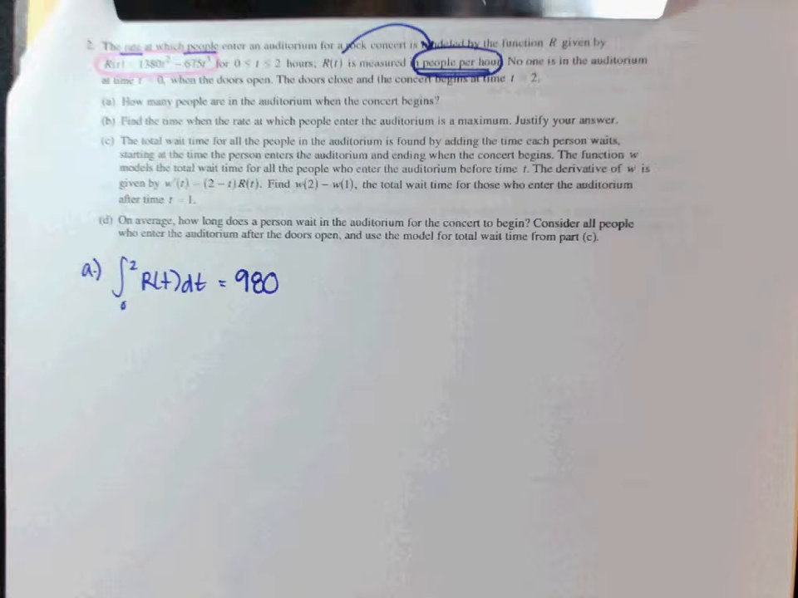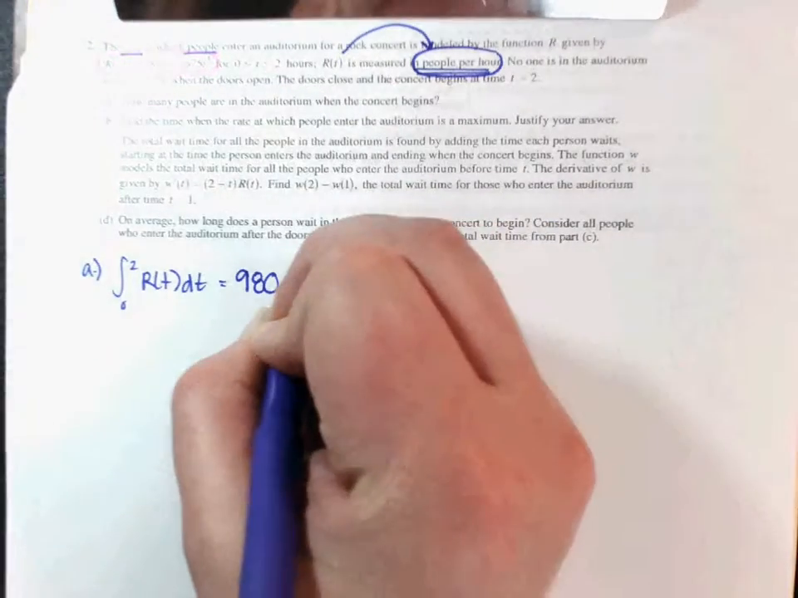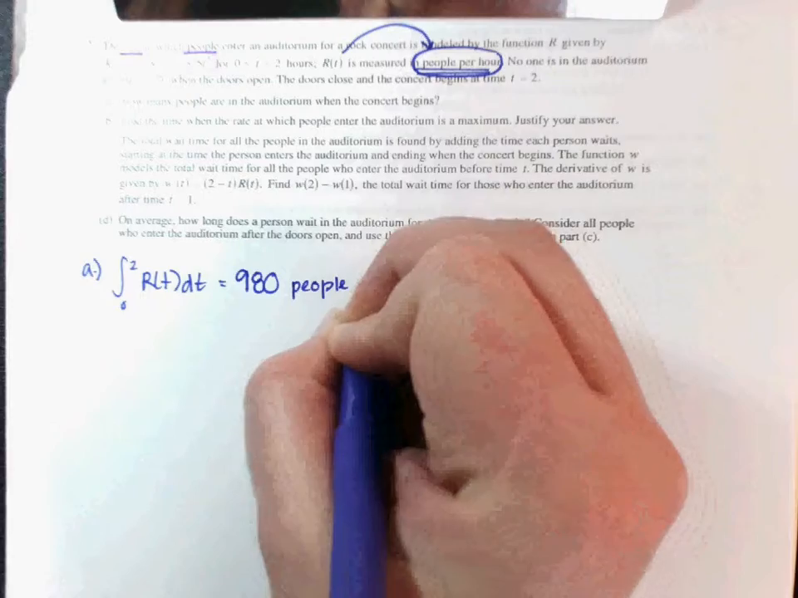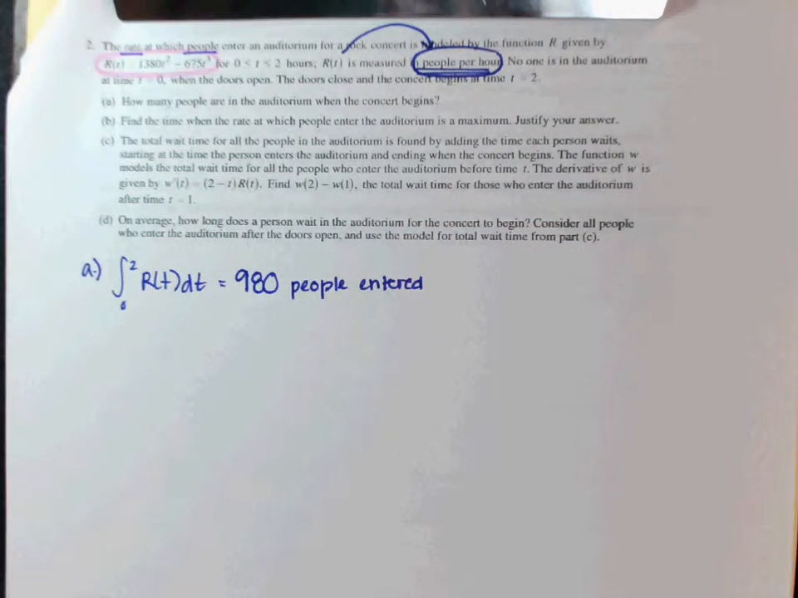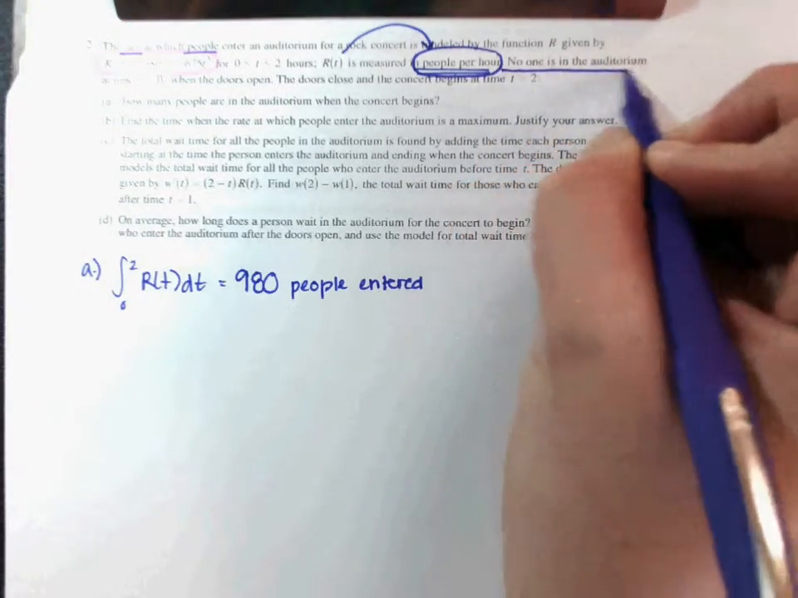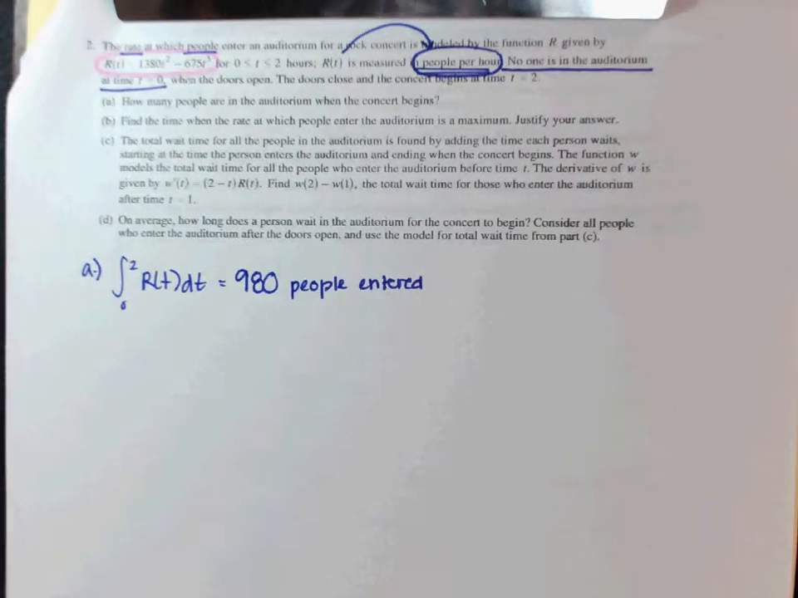Remember, if it's meters per second, what's the derivative of that? Meters per second squared. What's the integral of that? Meters. So that's where I would let your units kind of help you with that. Now, one other thing that's important. This is how many people entered the auditorium. Could there have already been people in the auditorium? There could be, but what does it say right here? No one is in the auditorium at 0. So that's how I know these are my only people in there, because there wasn't anybody in there already, right?